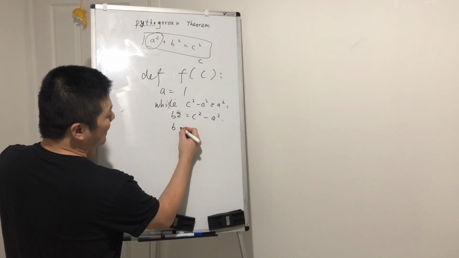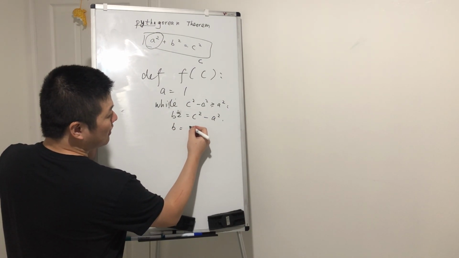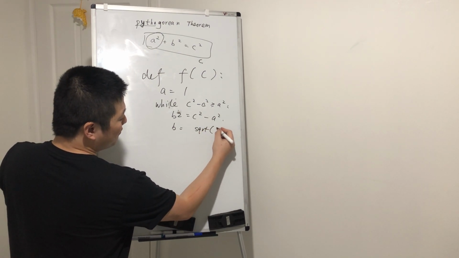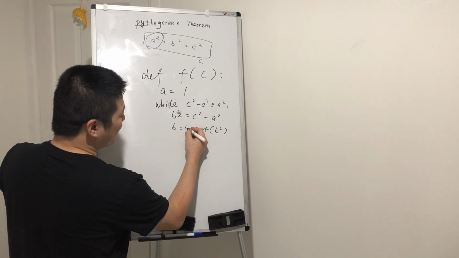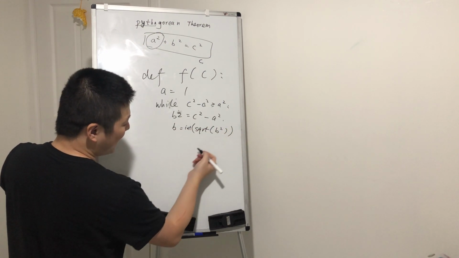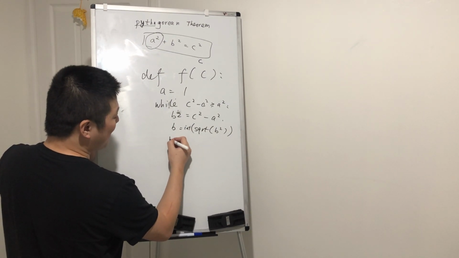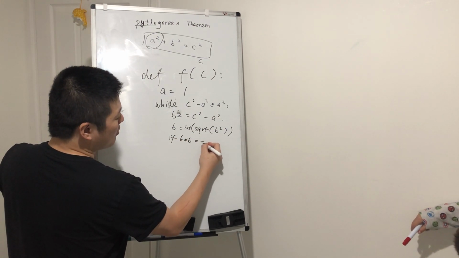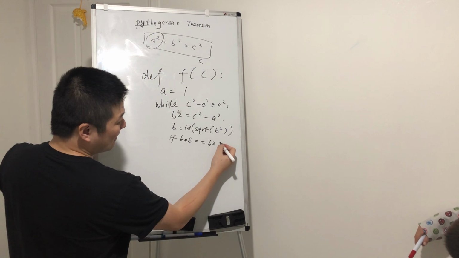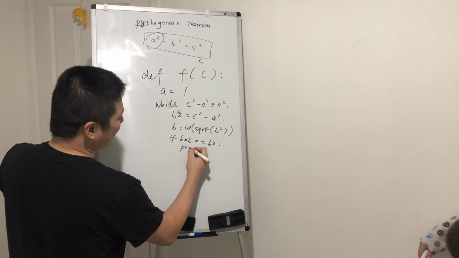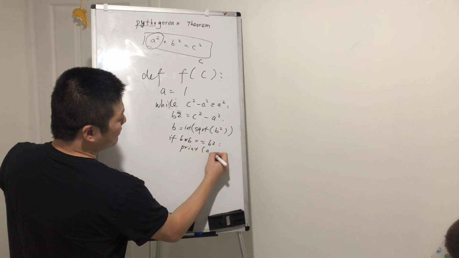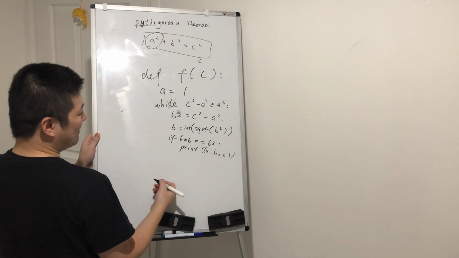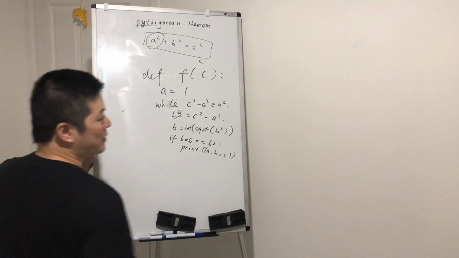Look, B then equals, let's do it, SQRT, remember? B squared, but we have to convert it to the integer part, right? If it's the integer part, then we check if B times B equals B squared, right? Then we know, we print A, B, C, okay? Should we try on the computer?